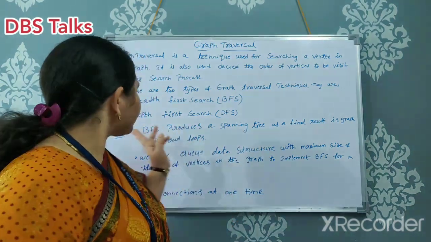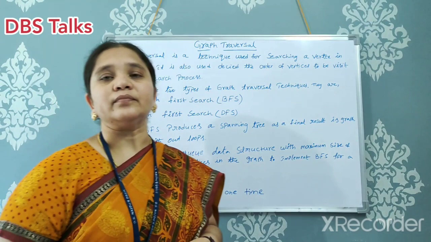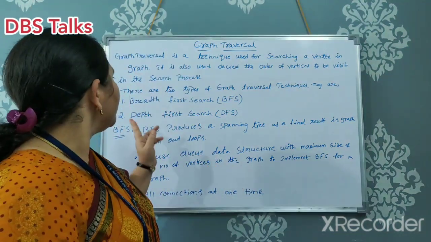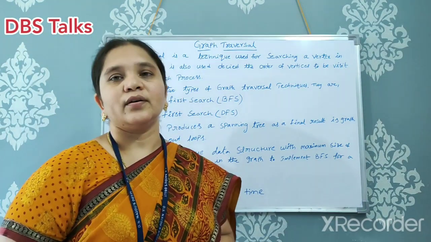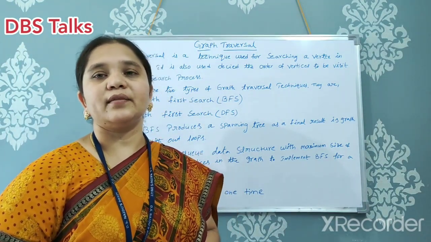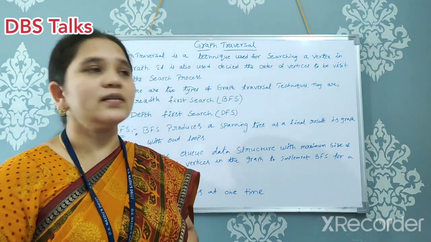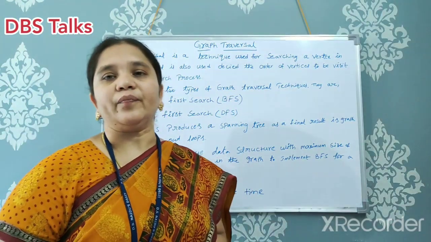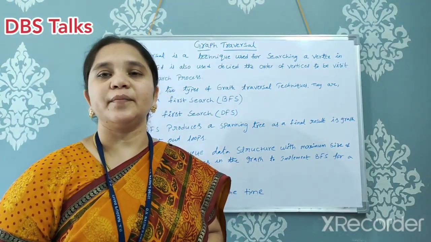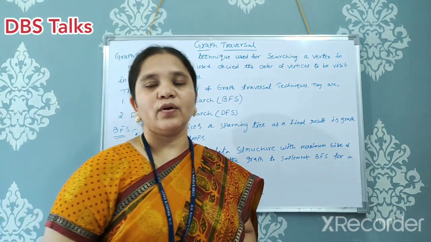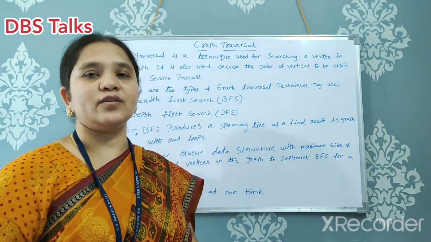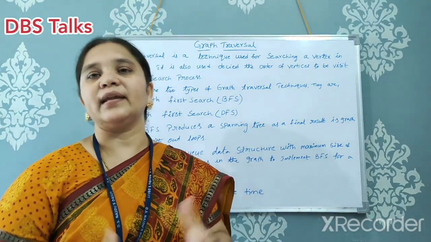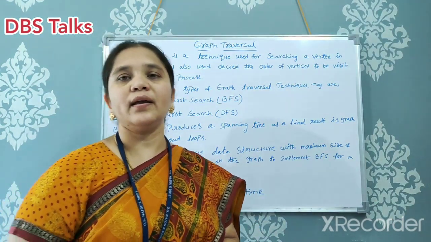In this video I want to explain the first type, that is breadth first search. Breadth first search is level wise order. Breadth first search produces the output like a spanning tree.